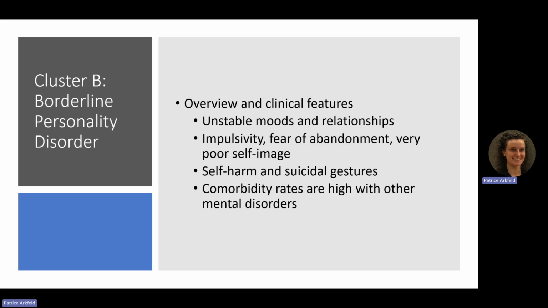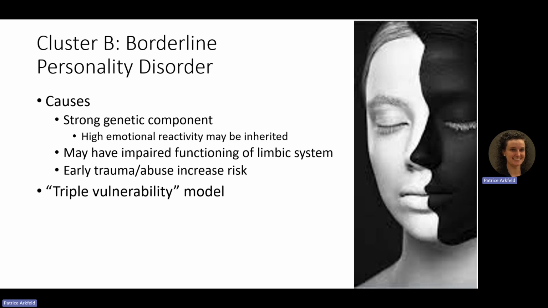Borderline personality disorder is highly comorbid with other mental disorders, but particularly with mood disorders, substance use disorders, and eating disorders. Those are the primary comorbidities for borderline personality disorder. As a cause for personality disorder, we see that there is a strong genetic component. BPD tends to run in families where one family member has it.